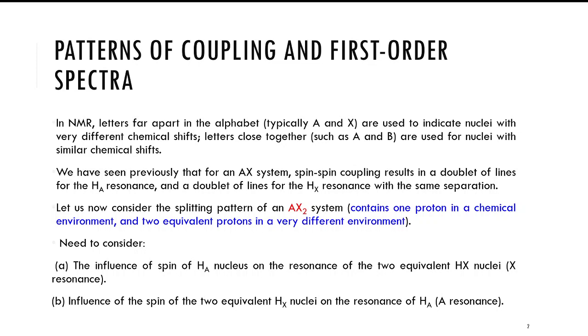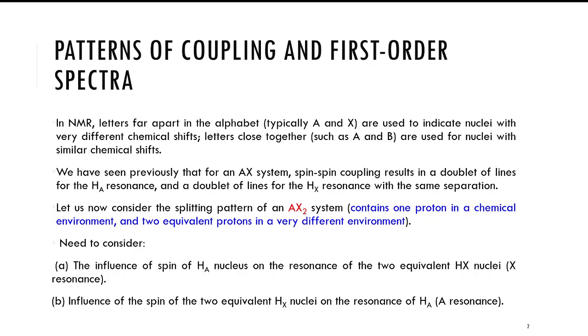Okay, so I hope you have done that little exercise on the energy diagram so that you can understand the source of the spin-spin coupling. So that was for the AX system that we've seen before, and the spin-spin coupling results in a doublet of lines. And so now let's look at another spin system. So let's look at an AX2 system.